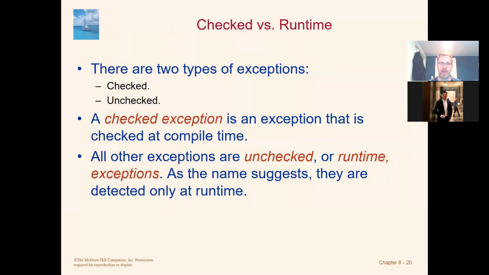So, checked versus runtime exceptions. There are two types of exceptions, checked and unchecked. A checked exception is one that the program looks for when you're compiling it. If you have a checked exception that can occur and you don't have any exception handling mechanism in place for it, your program will not successfully compile. This basically means some exceptions are serious. You want to have them already in place and checked before you make this software live.